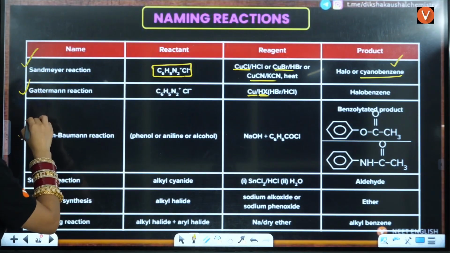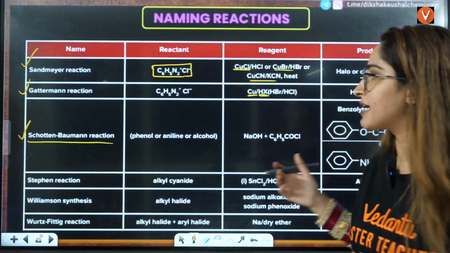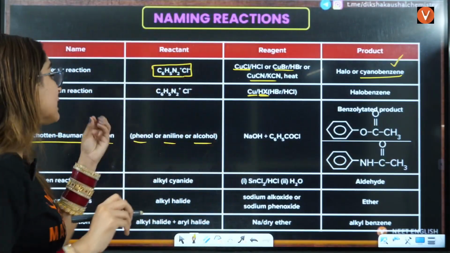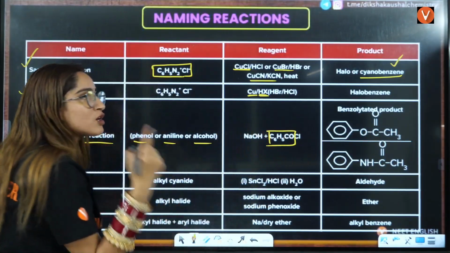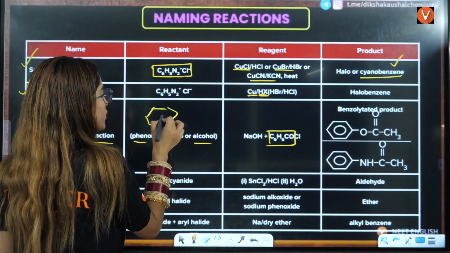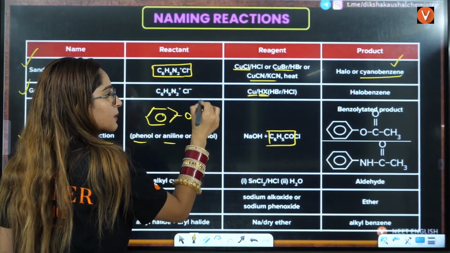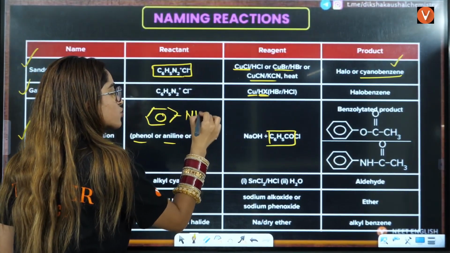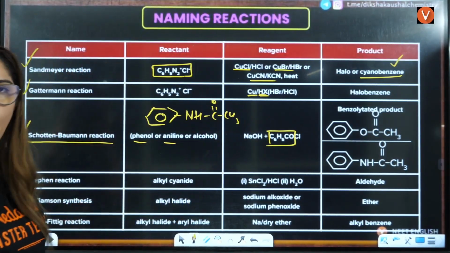Then the next one is Schotten-Baumann reaction. Now this reaction, you may say, okay ma'am, this is the first time I'm studying this reaction, but in reality, you know that phenol, aniline and alcohol, whatever you have, the hydrogen will be replaced by C6H5CO, that is called Schotten-Baumann reaction. Let's say you had phenol, that is OH. This hydrogen is replaced by C double bond O CH3, that is Schotten-Baumann reaction. Let's say you have NH2, then this hydrogen is replaced by C double bond O CH3, that is called Schotten-Baumann reaction.